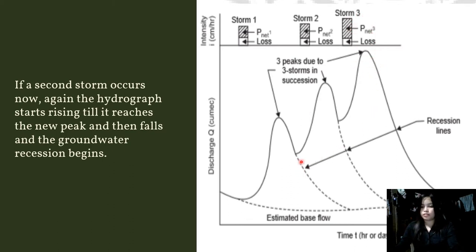The broken line here is the recession lines. And this broken line below is the estimated base flow.